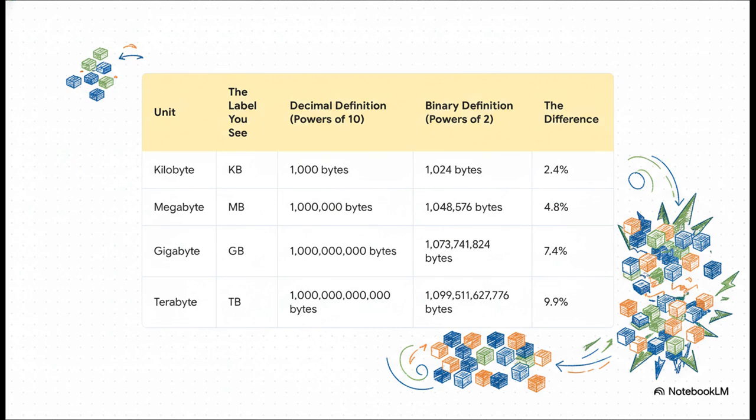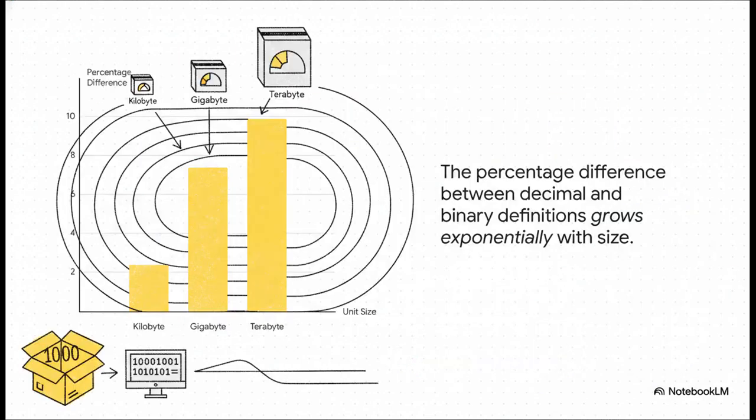And here's the crazy part. That seemingly tiny difference of 24 bytes starts to snowball, and I mean it really snowballs. At the kilobyte level, the difference is just over 2%. Not a big deal. But by the time you get all the way up to a terabyte, that little discrepancy has exploded to nearly 10%. And this chart just makes it so obvious, doesn't it? You can literally see that gap between the marketing number on the box and the number your computer reports just get bigger and bigger and bigger. It's growing exponentially every time we move up a level in storage.